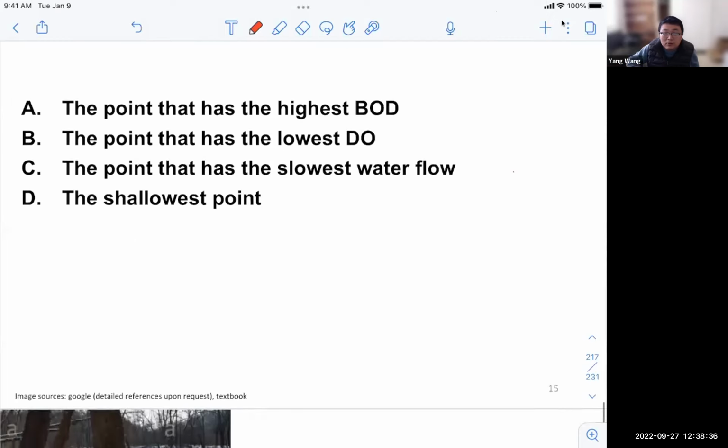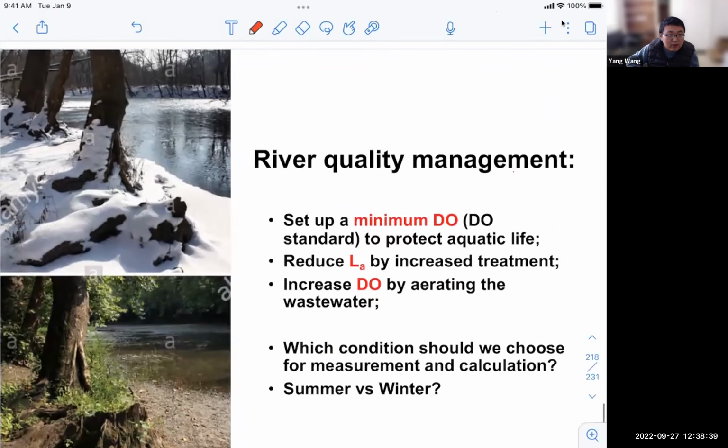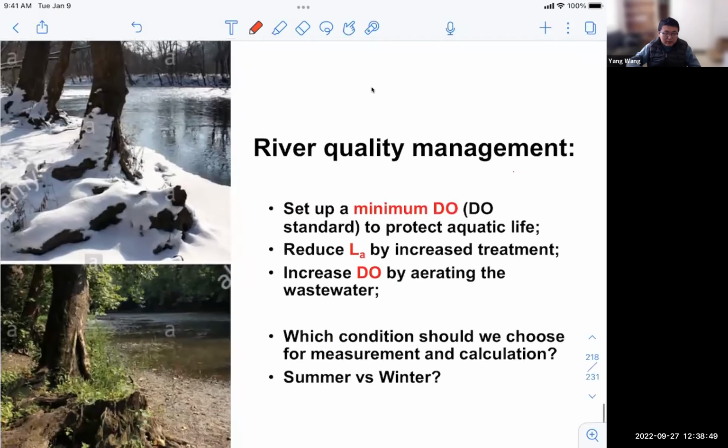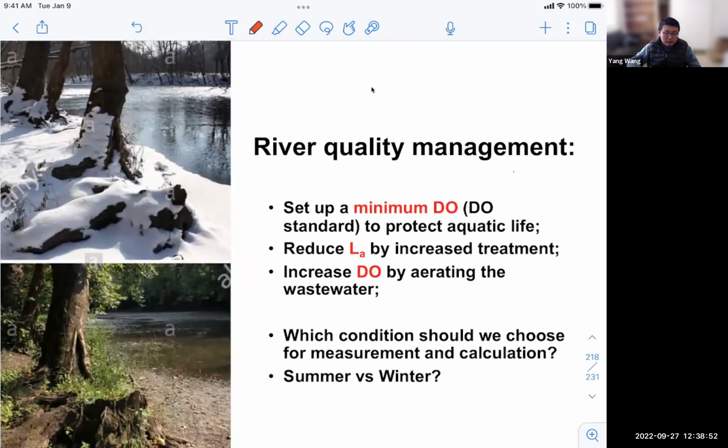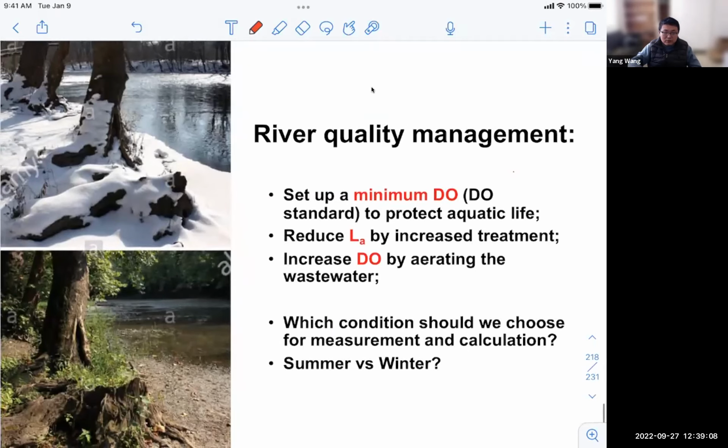All right, so next is about some common issues in terms of water quality management. We just introduced the theoretical dissolved oxygen concentration, but when we evaluate the water quality in rivers, we also need to consider other factors. For example, if we want to make sure that the pollution source is not influencing the river water quality, we need to set up a minimum dissolved oxygen concentration. So this is the first bullet point here. We need to set up a standard.